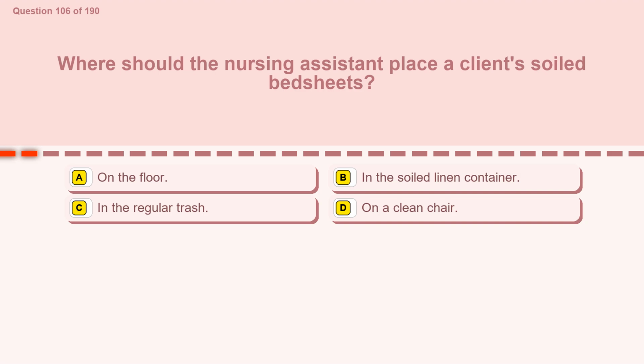Question 106. Where should the nursing assistant place a client's soiled bedsheets? Option A, on the floor. Option B, in the soiled linen container. Option C, in the regular trash. Option D, on a clean chair.